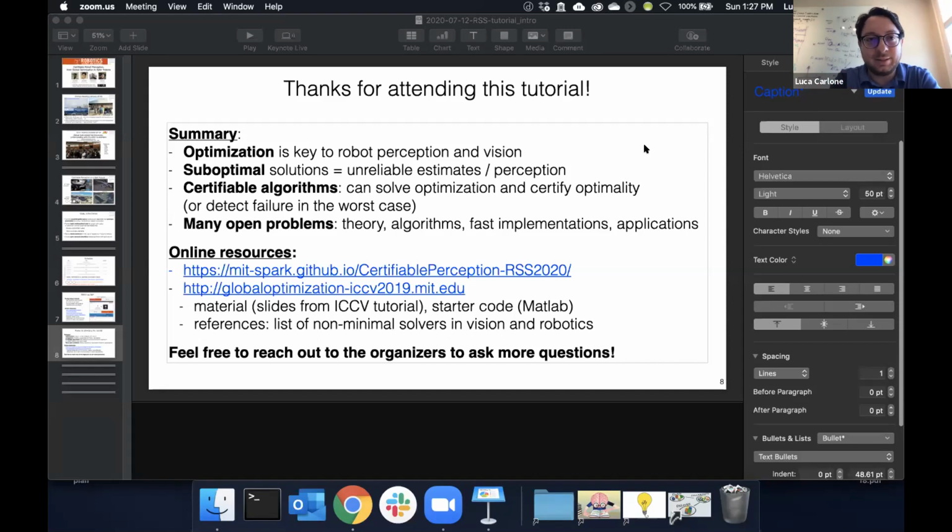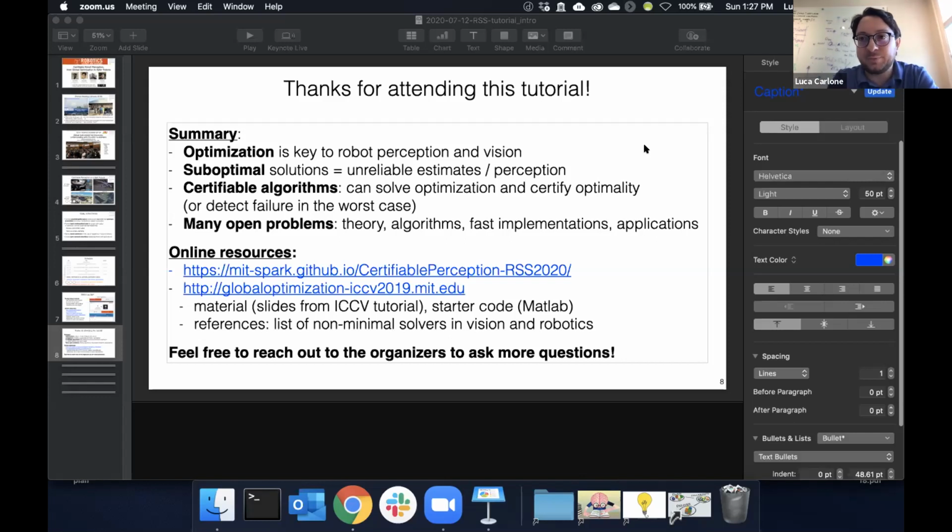So in summary, I think this tutorial is really about 4 points. Optimization is key to robot perception and vision. Suboptimal solutions in many cases are the same as unreliable estimates, which is a problem for safety critical applications. And this is one of the first events that we organized around this idea of certifiable algorithms, which are about solving the optimization problems arising in robot perception and certifying optimality, or detecting failure or suboptimality in the worst case.